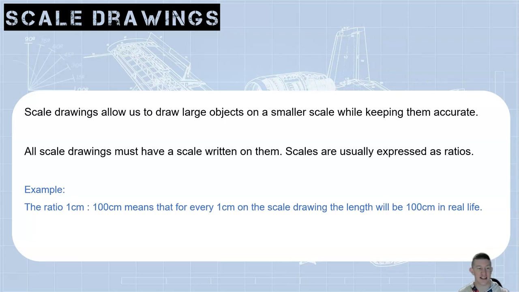An example of this is that the ratio of 1 centimeter to 100 centimeters, that is the scale of a drawing we might do. It means that for every centimeter I measure on the page, in the real world that's 100 centimeters or 1 meter. So I know if I measure a length of something and it's 4 centimeters, in the real world that length would be 4 meters. So I can scale it up.